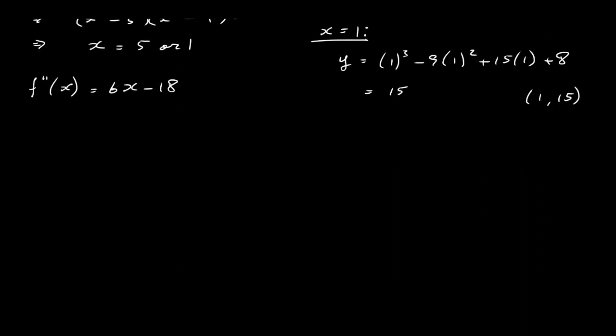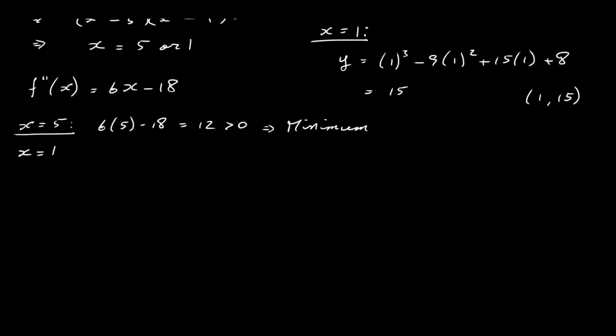So you can see here if you put in x is equal to 5 first, for example, into this, that will give us 6 times 5 minus 18. 6 times 5 minus 18 will give us 12. That's positive. That means we're talking about a minimum. So that's our local minimum.